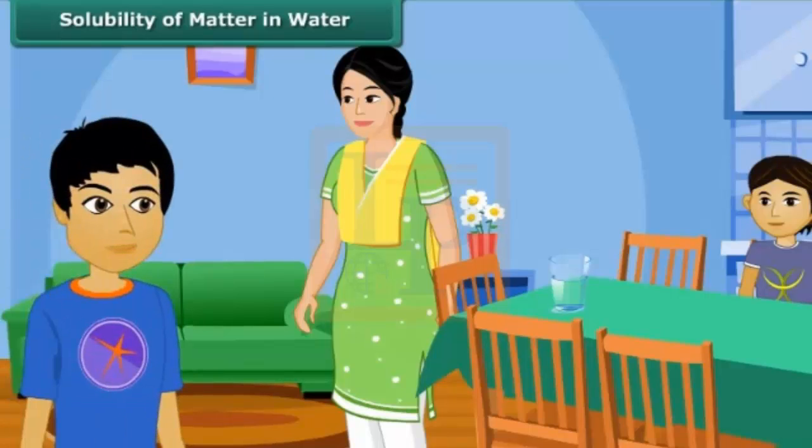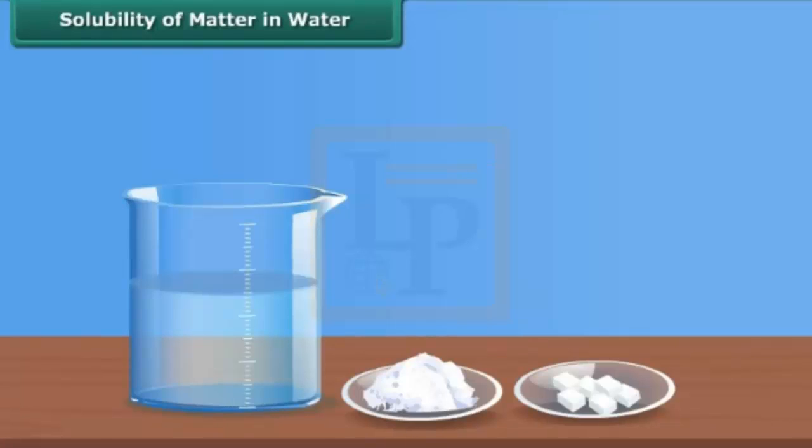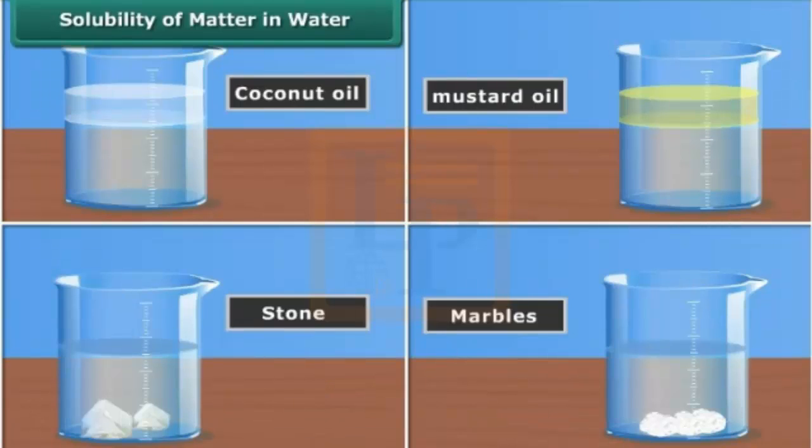Payal's brother comes back home after a football match. He is drenched in sweat. Her mother takes a glass of water, adds a spoonful of glucose and gives it to him for instant energy. Payal notices one thing. Glucose dissolves in water instantaneously. She decides to experiment with some other substances. She observes that some substances dissolve easily in water, like salt, sugar, etc. She also notices that some substances do not dissolve in water, such as coconut oil, mustard oil, stone, marbles, etc.